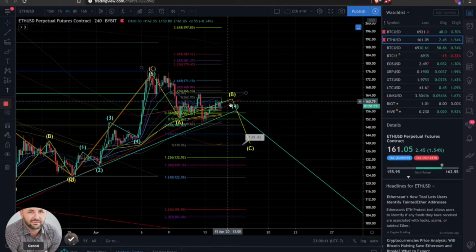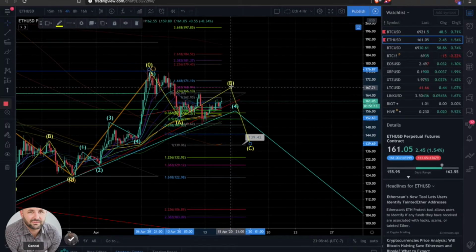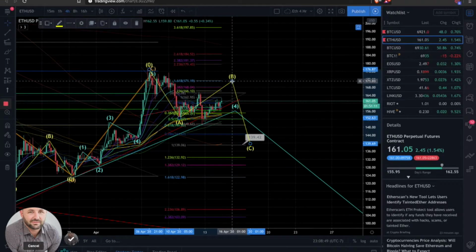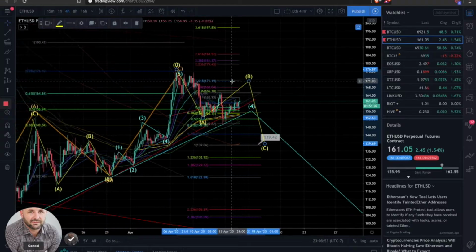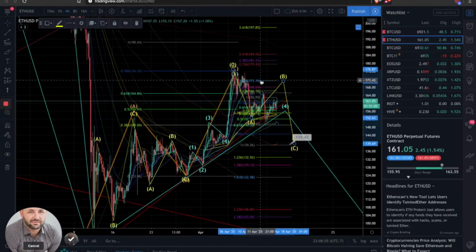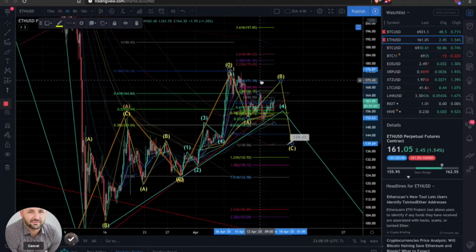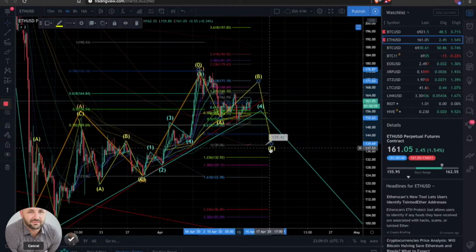Looking at another 3-wave forming here where we did tag the 1-to-1 of this particular move. Now for this particular C wave, again, options are a little bit more open. We can actually go up and tag 171, get back up here as part of the resistance that we were looking at, and then that can give us our C wave to come back down.